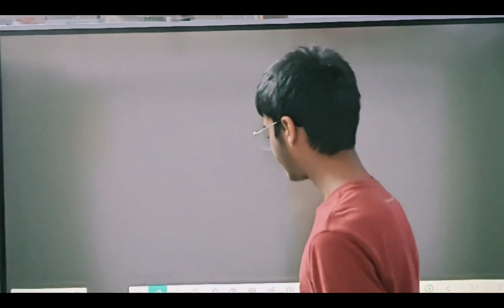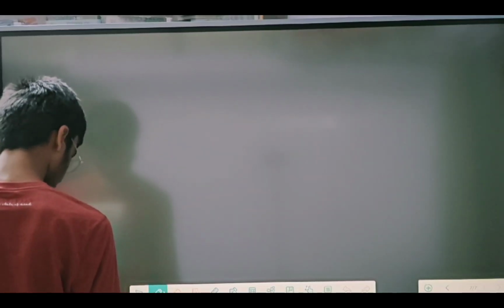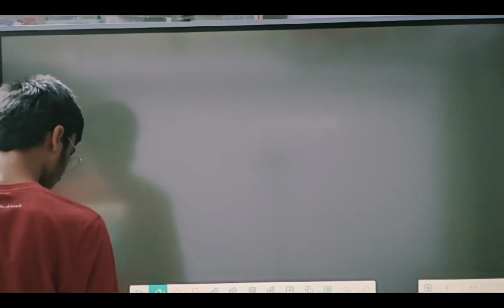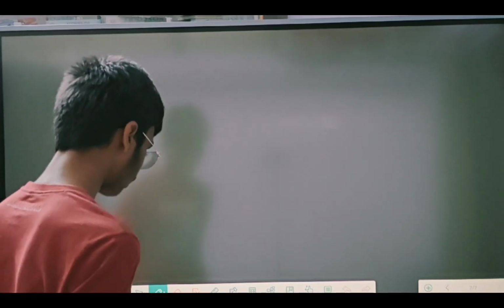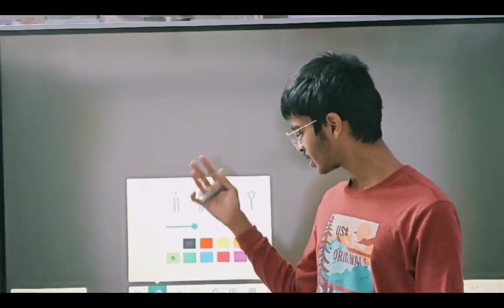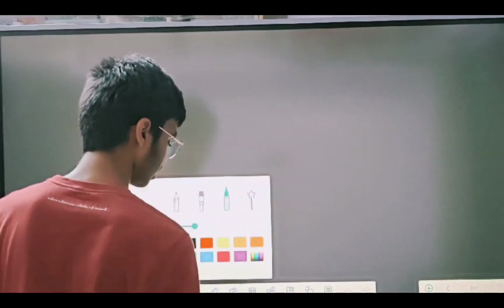Next major concept is A inverse. Okay, A inverse, system of equations. I have no idea how I'm going to teach this. But first I'm going to teach this. Okay, first we are going to look at some concepts.